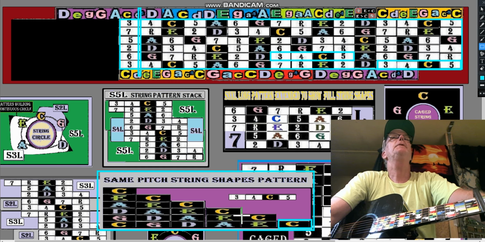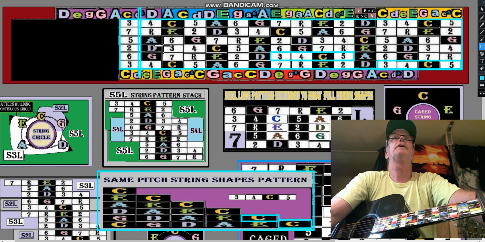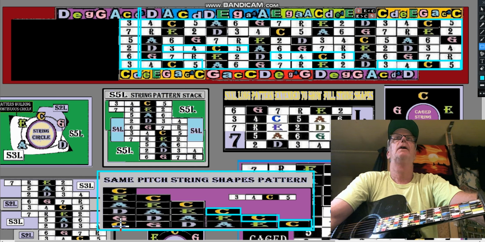But there could be a problem, but let's just play along. Now string 3, you have another C shape right here. There's a C on string 3 there. So how do we end up with this string shape down here? We didn't get this far. But we end up with a C string shape there.